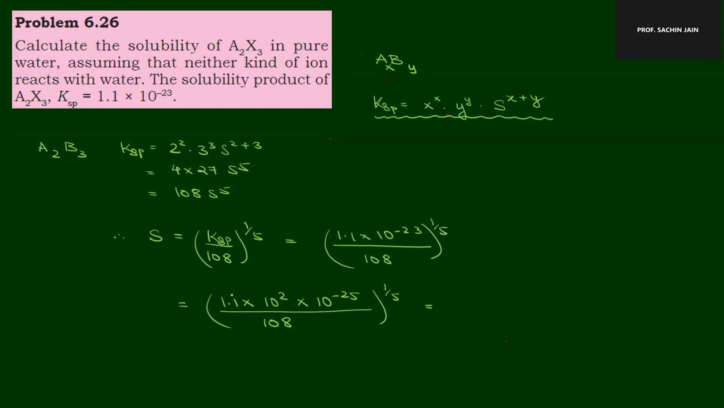ठीक है. So what we have now is 110 divided by 108. Now 110 upon 108 is approximately 1, and 10 raised to minus 25 का fifth root is just 10 raised to minus 5. आगे आंसर, solubility is 10 raised to minus 5 molar. खत्म. Understood?